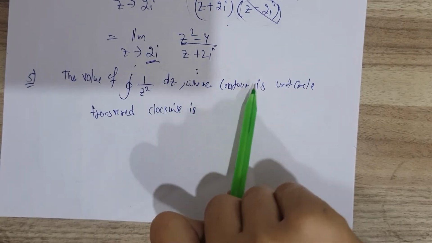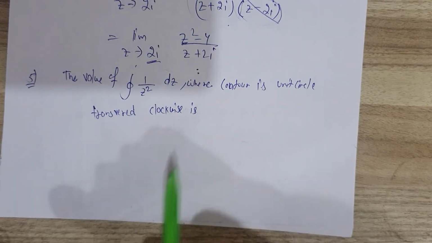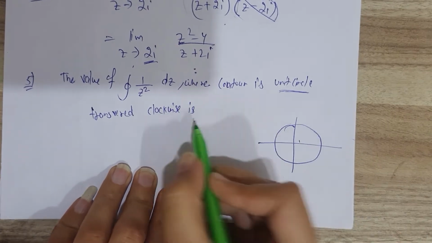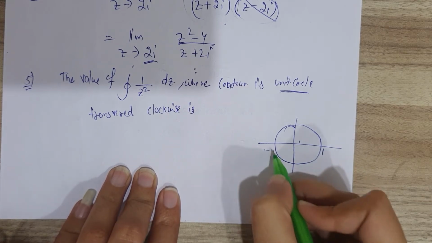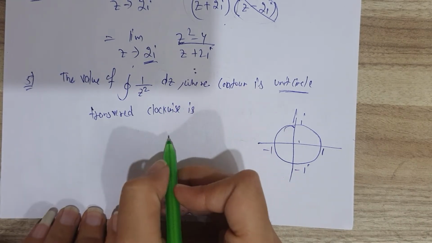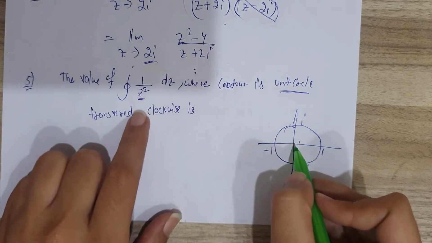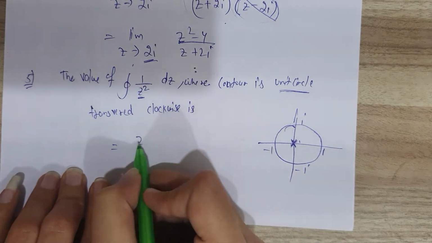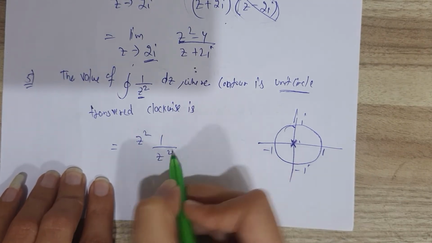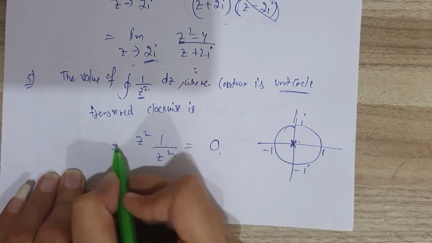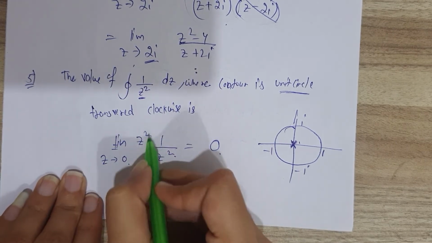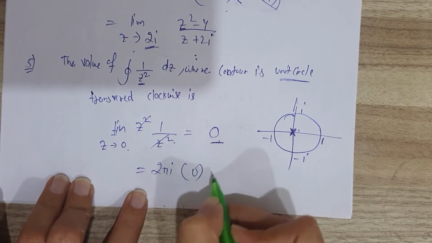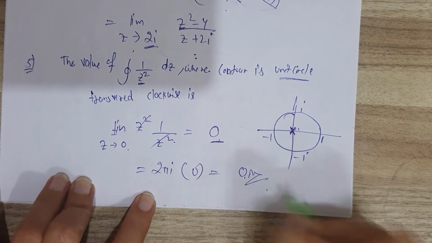The value of this function where the contour is the unit circle traversed clockwise is... Here they told us that this is the unit circle and we are not given the center. So this will be like this, and the poles are at 0, 0. There are two poles at 0, 0. They both lie here. So this will be z square, 1 upon z square. So it will come out to be 0. Limit z tends to 0. So this comes out to be 0. 2 pi i into 0 is 0. So the answer comes out to be 0.